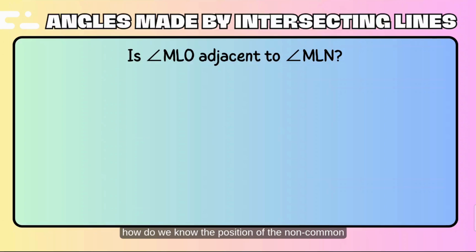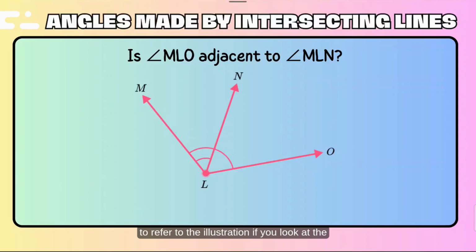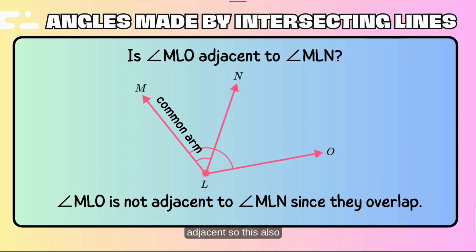But how do we know the position of the non-common arms? Are the non-common arms on either side? The common arm must be in between the non-common arms. So we will have to refer to the illustration. If you look at the illustration, the common arm LM is on one side. It is not in between the angles, not dividing the angles. Hence, they are not adjacent. So this also shows that naming helps us, but eventually we will have to follow the illustration as well. We must refer to the image also.